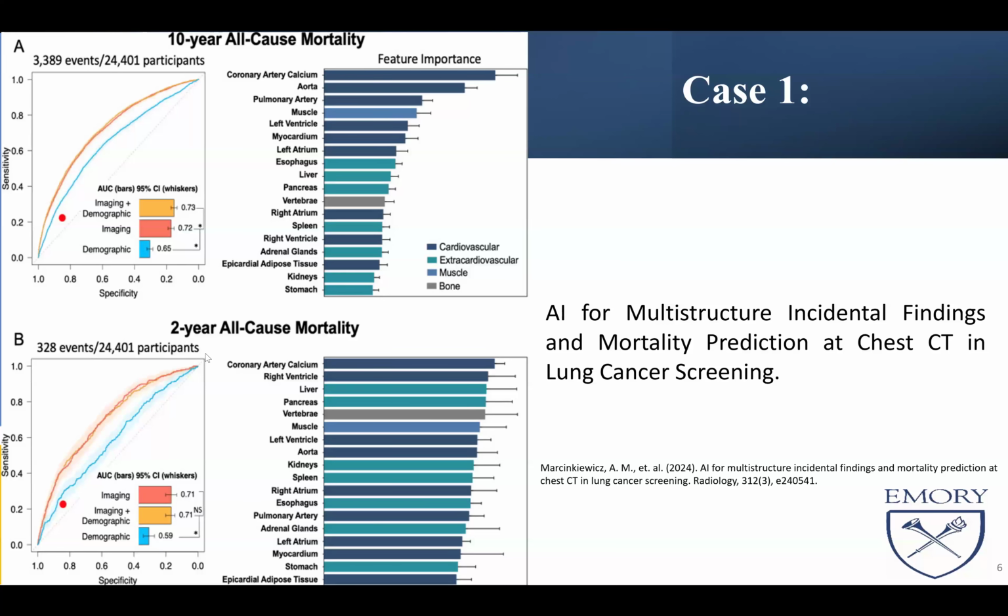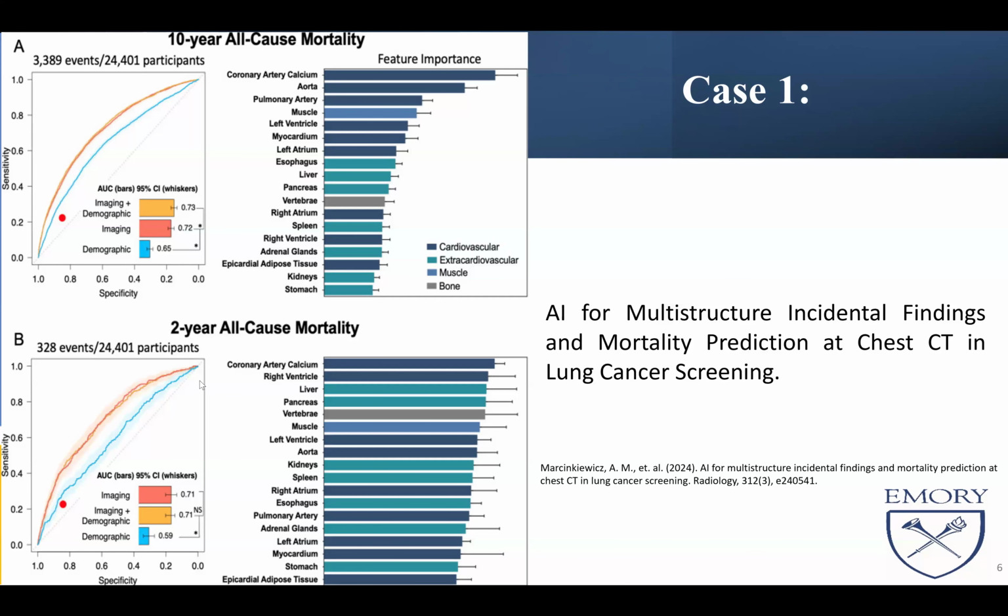Then when they do the 2-year all-cause mortality, the model was 71% without any difference with clinical risk. And when they use the clinical data itself, they have less than 60%, which is a really good result just looking at the CT scan.